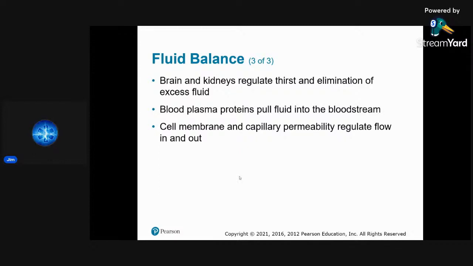Cell membrane and capillary permeability regulate flow in and out. This is how it moves in and out. It's through the permeability of the cell. So anytime we have anything that affects its permeability, it will change it or cause a shift in our fluid balance.